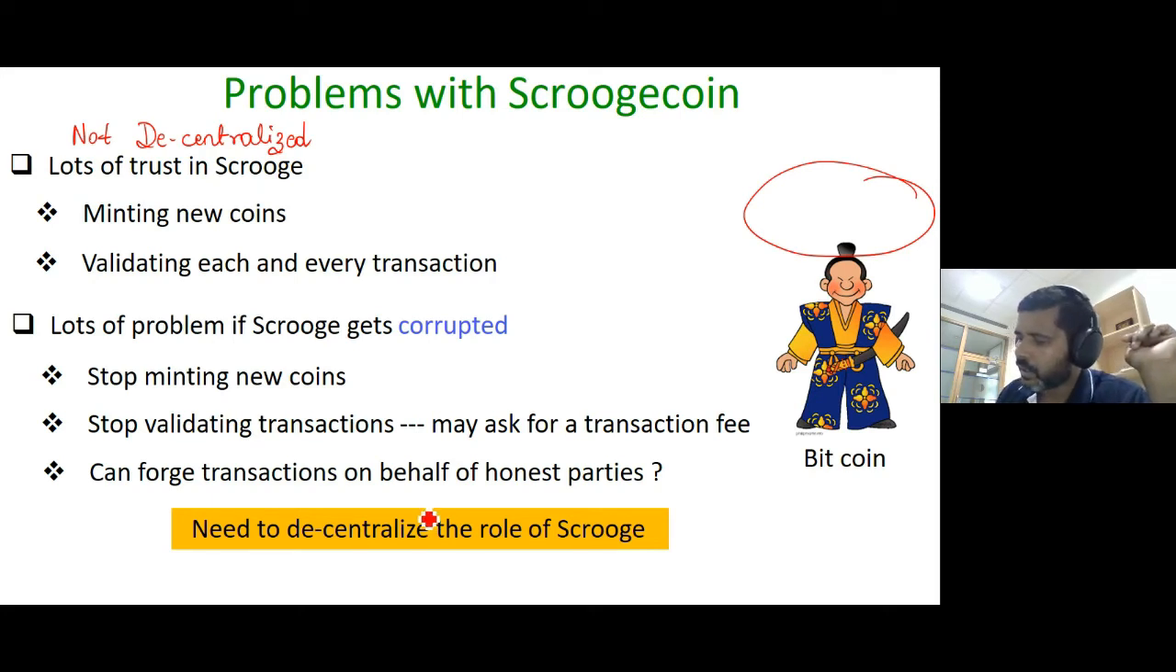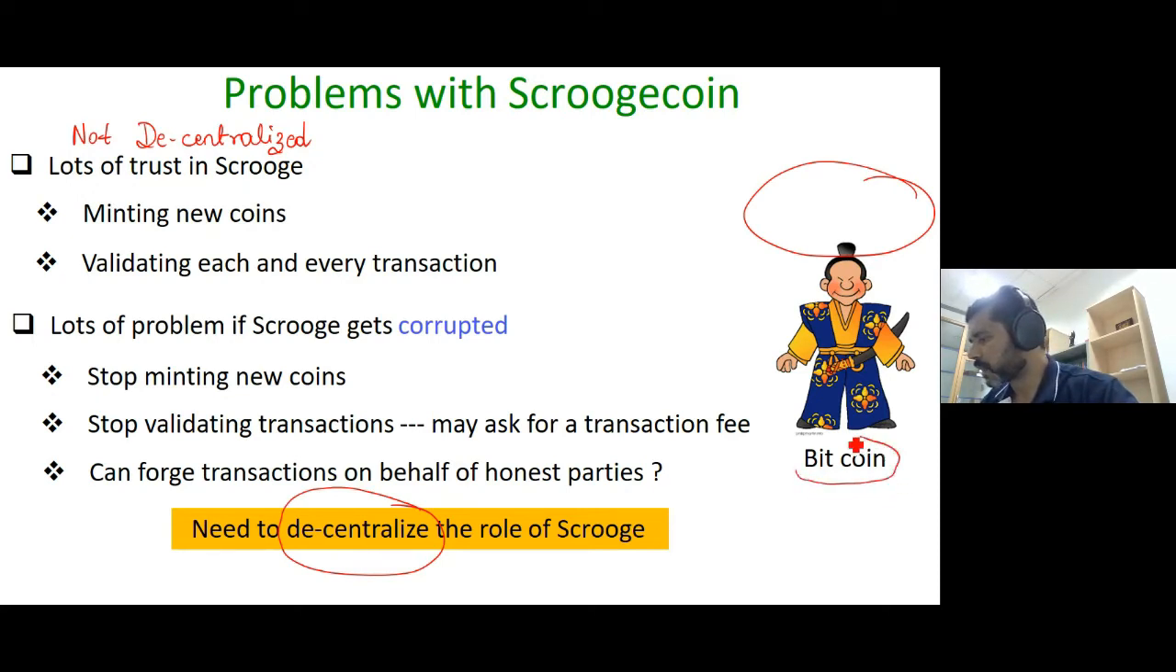The only thing is that whatever role Scrooge was performing, it should be decentralized. That means instead of putting trust on a single entity, the trust should be placed on all the entities of the system. And only when everyone collectively approves transactions, then a transaction should be approved. And then we get all the benefits of Scrooge coin. And the way we can do the decentralization actually leads us to the Bitcoin cryptocurrency. So let me pause for a couple of minutes here and see if there are any questions from the audience.